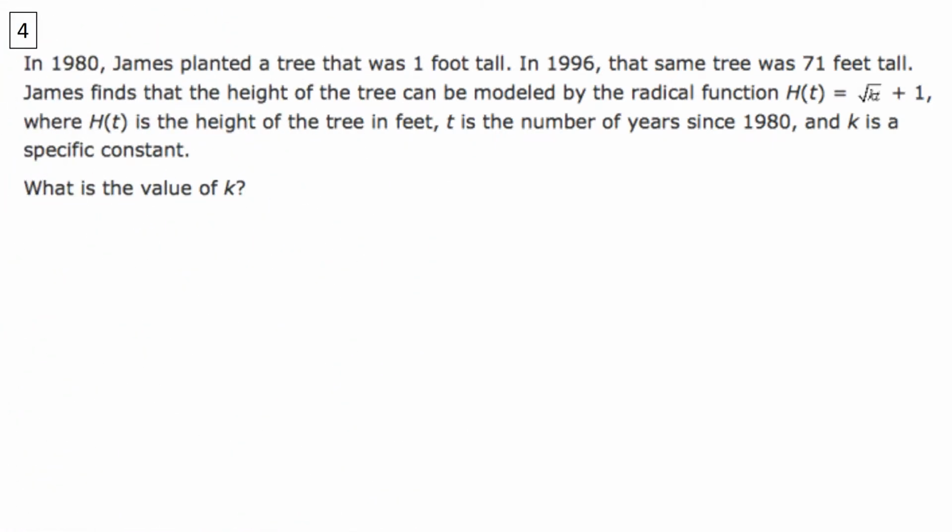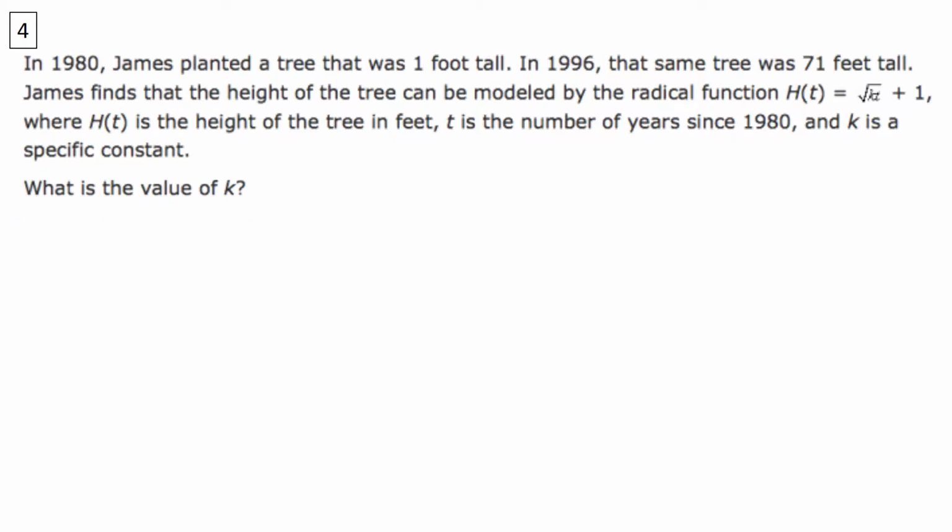In 1980, James planted a tree that was 1 foot tall. In 1996, that same tree was 71 feet tall. James finds that the height of the tree can be modeled by the radical equation h of t equals the square root of k times t plus 1, where h of t is the height of the tree in feet, t is the number of years since 1980, and k is a specific constant.